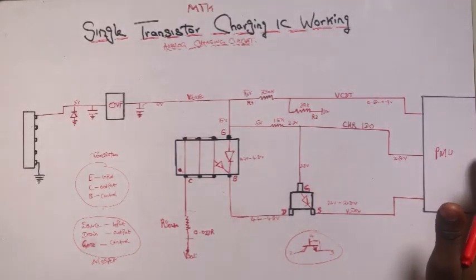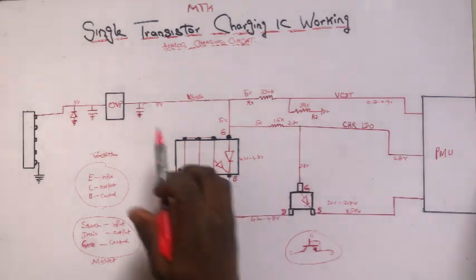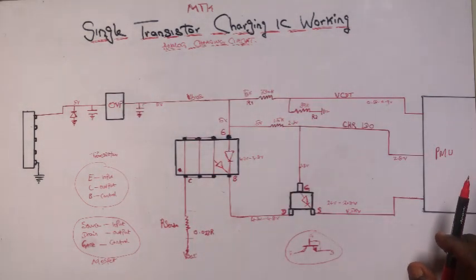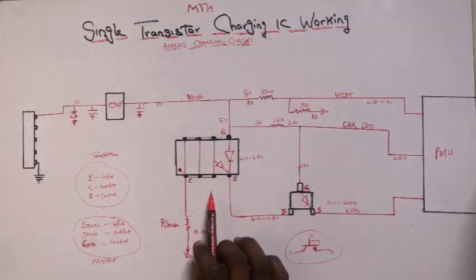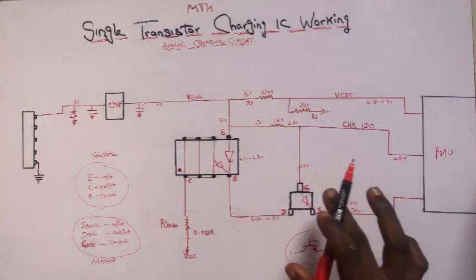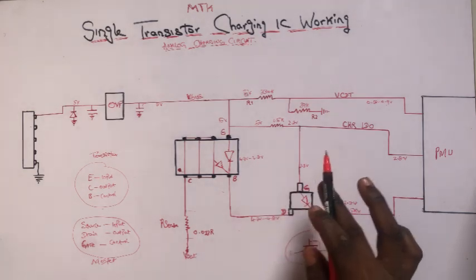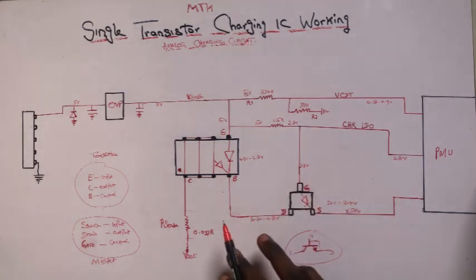In today's video, we are going to look at how MediaTek chipset charging IC works. In this type of charging IC, we have a single transistor charging IC. In most MediaTek phones, you will see this type of transistor charging circuit. So I'm going to walk you through the step-by-step process of troubleshooting this type of charging IC. Alright, now let's dive in.